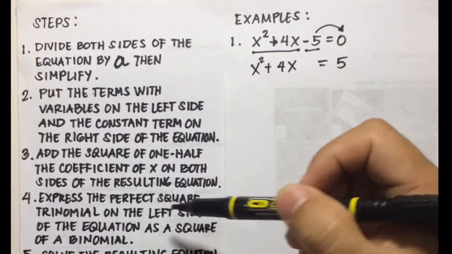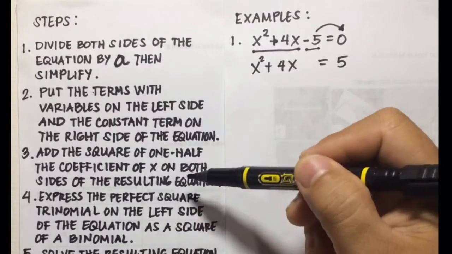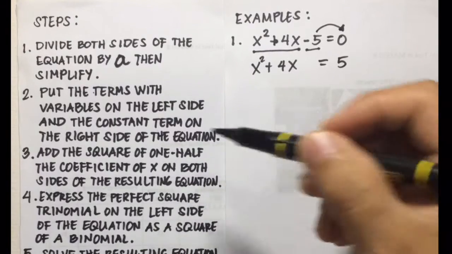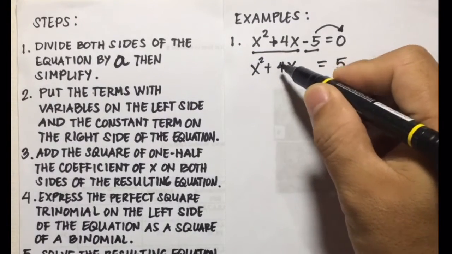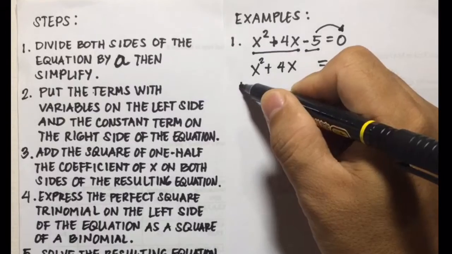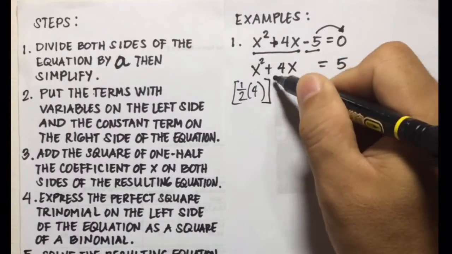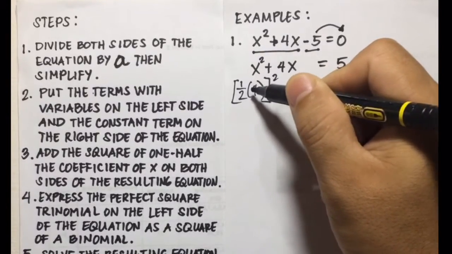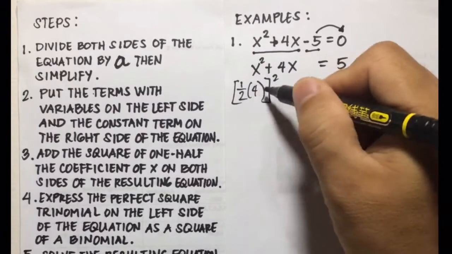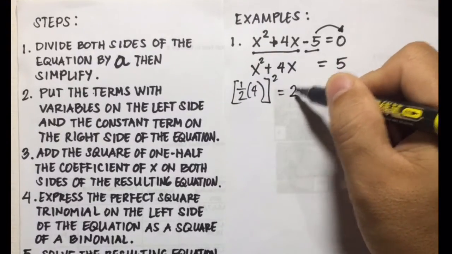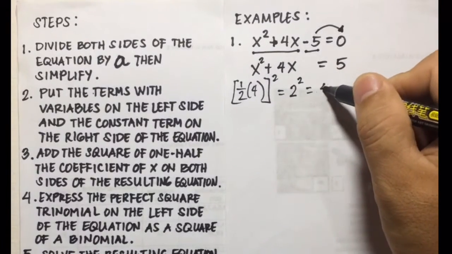Then step number 3, add the square of 1/2 the coefficient of x on both sides of the resulting equation. So square of 1/2 of the coefficient of x. So the coefficient of x here is 4. So we're going to have 1/2 of 4. Then we're going to square this one. So this is the value that we're going to add to both sides of the equation. So 1/2 of 4, that will be 2. Then squared. 2 squared is 4.